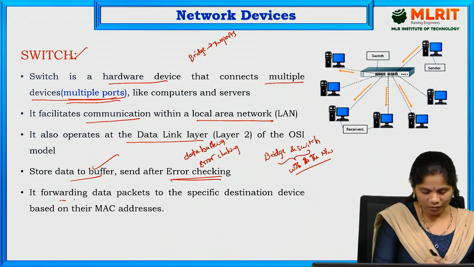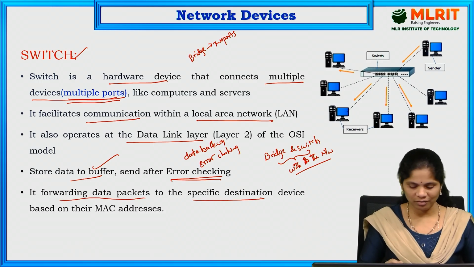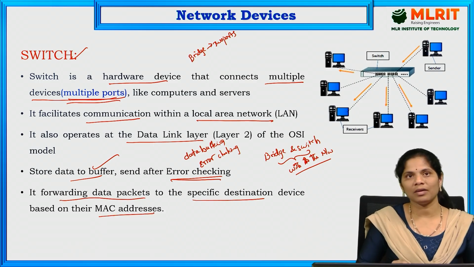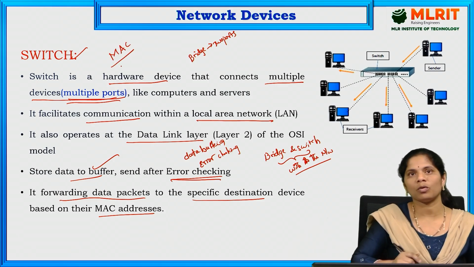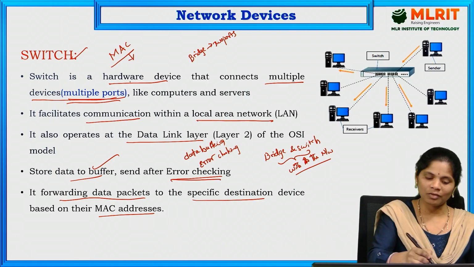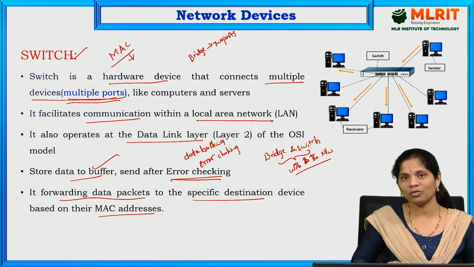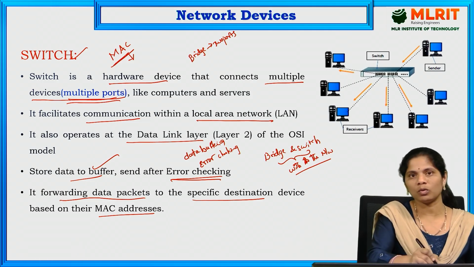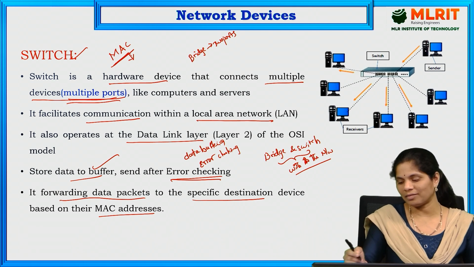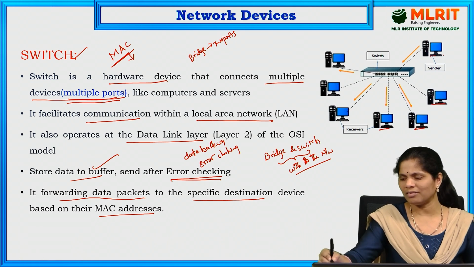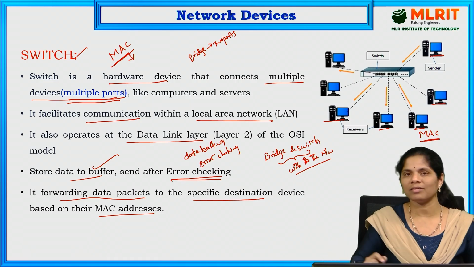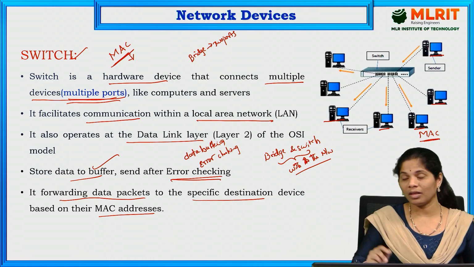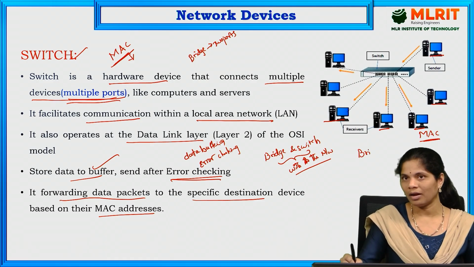It is forwarding the data packets to the specific destination device based on the MAC address. Here in bridge and switch, we are going to use the MAC address, media access controller address. It is a unique identifier address. Exactly which device I want to send the data to, for that purpose we use the MAC address. Each device has its own MAC address. That is the purpose for which we use the bridge and the switch.